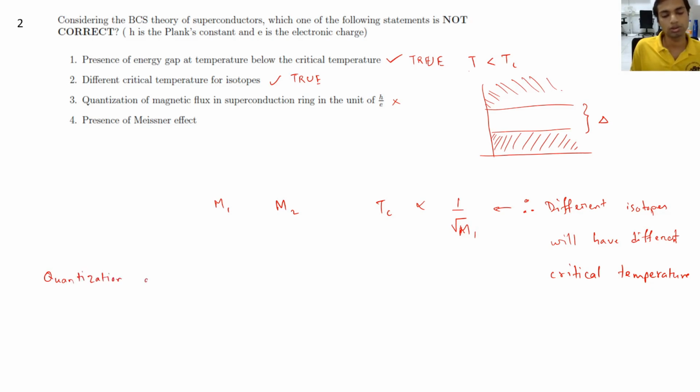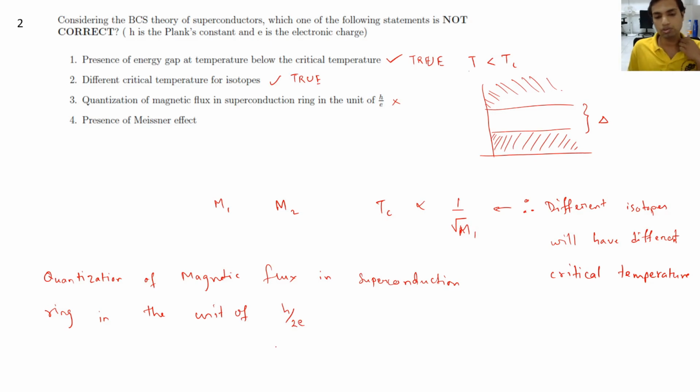Quantization of magnetic flux in a superconducting ring in the unit of h over 2e. So the factor of 2 is missing here, so that is why this is not correct.